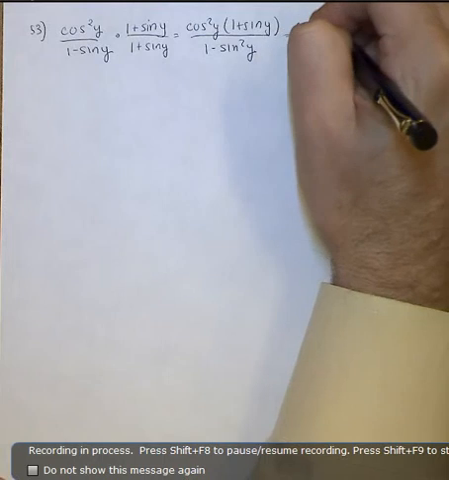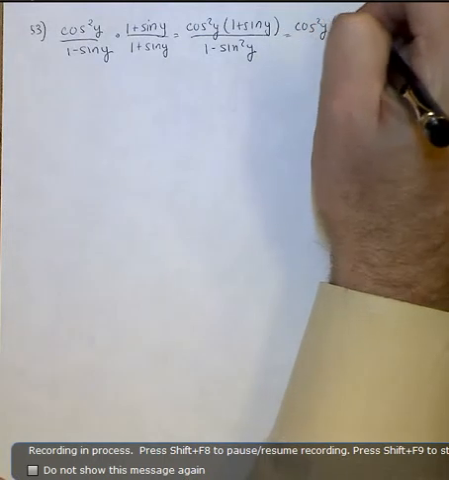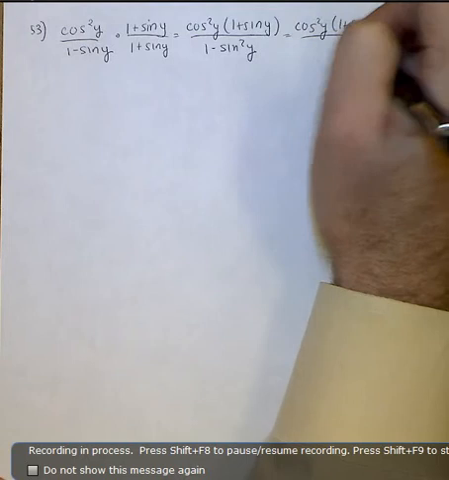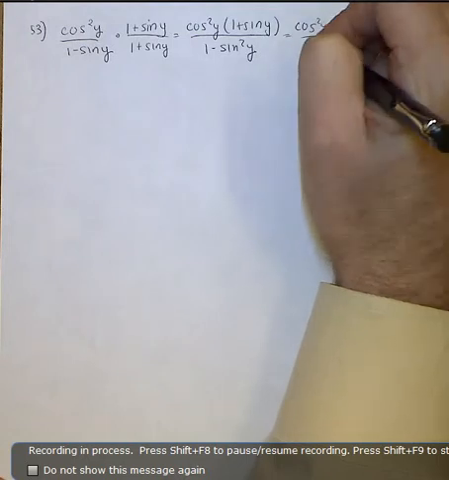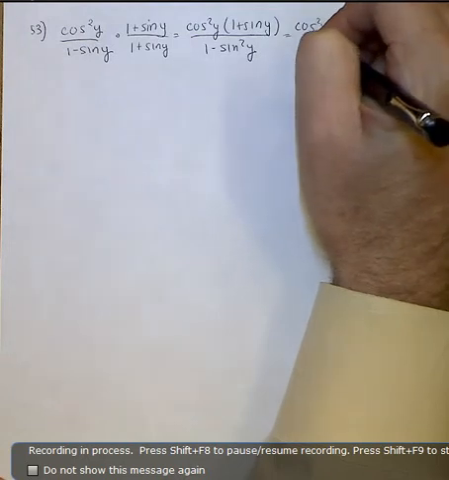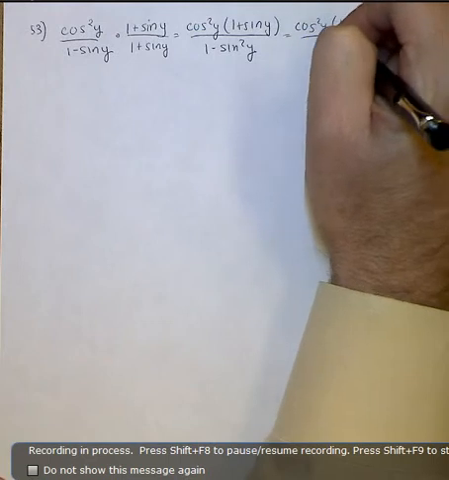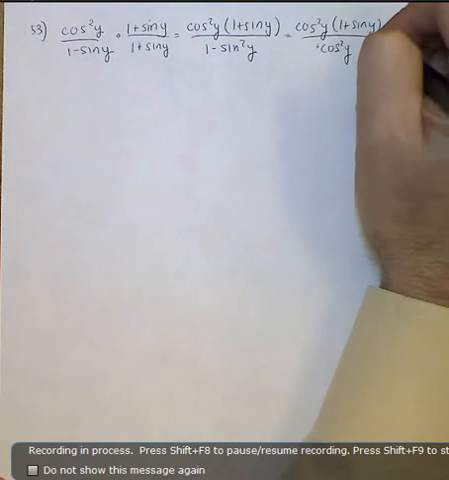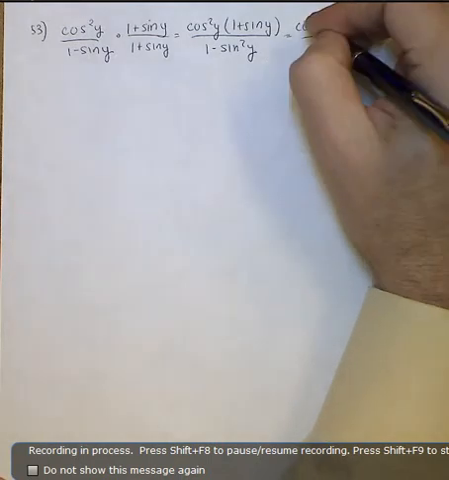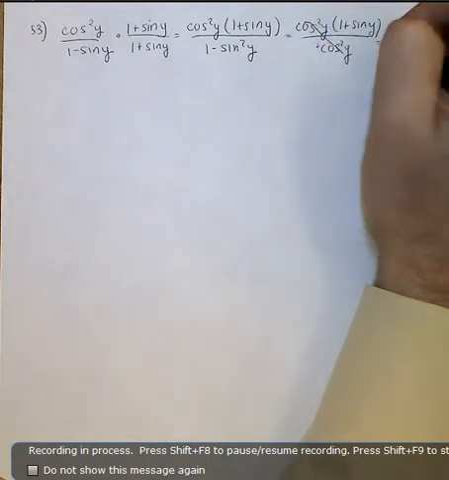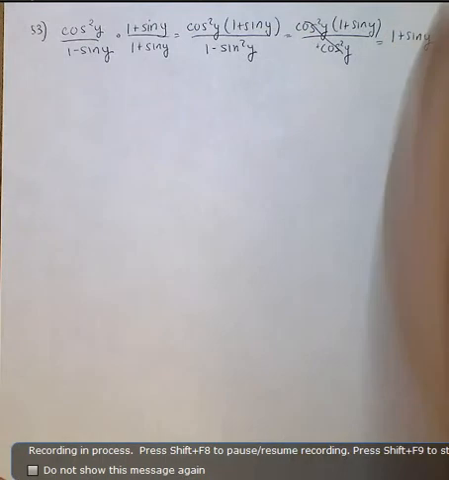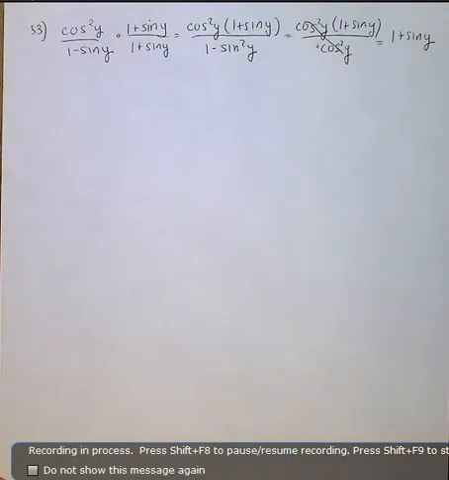You should be able to identify the denominator now from a Pythagorean identity. 1 minus sine squared y is cosine squared y. And when we see cosine squared y in the numerator and denominator, we can cross those out, and we're left with 1 plus sine y. So that's how you would simplify number 53.